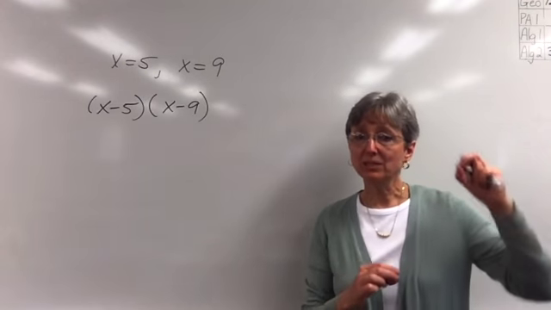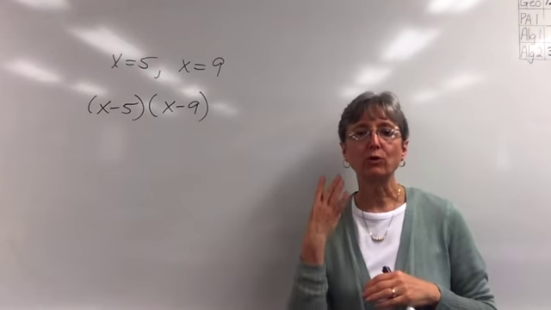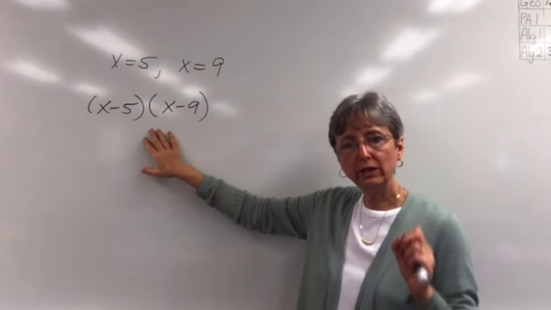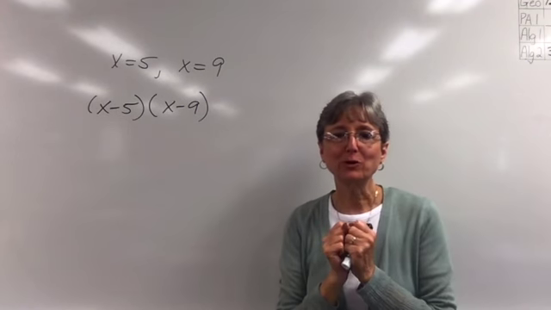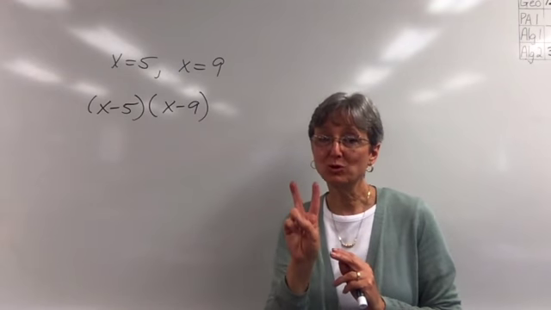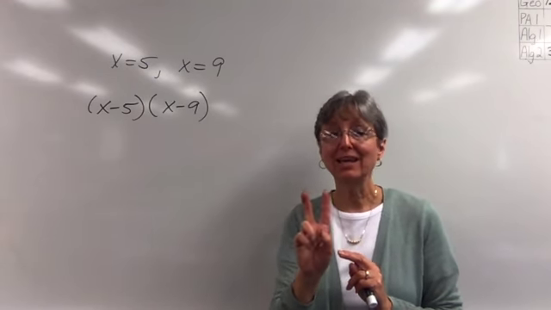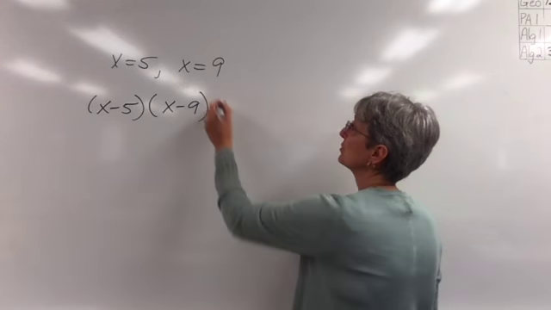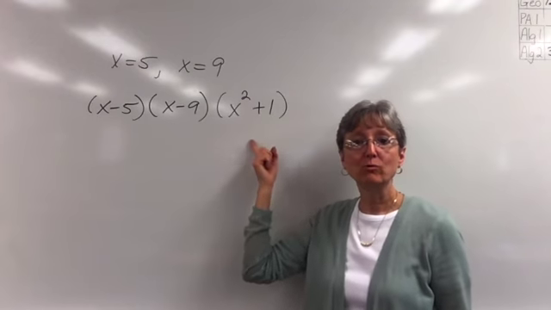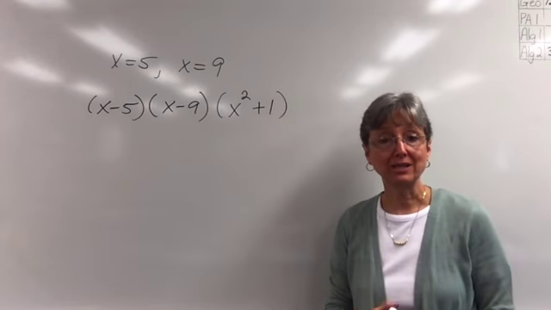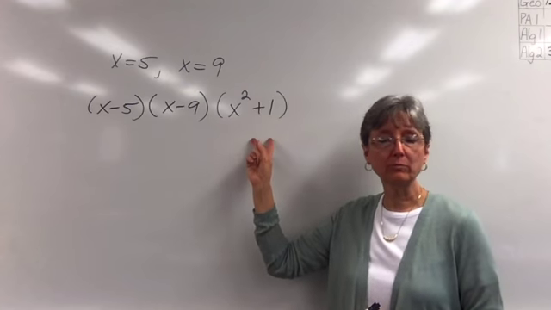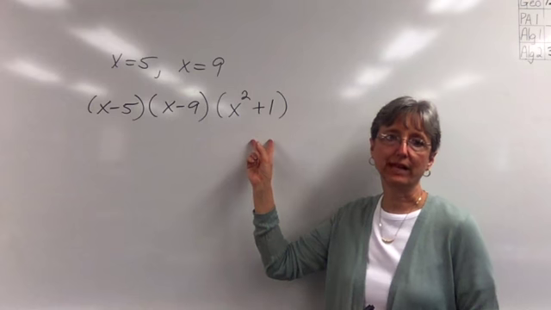Now that gets me to a second degree, but remember it asked for a quartic. I need a fourth degree. These are my only real zeros. My other zeros are imaginary. So to get those two extra imaginary ones, I'm going to use x squared plus 1. Remember how that factors to x plus i, x minus i? So this can represent my two imaginary factors.